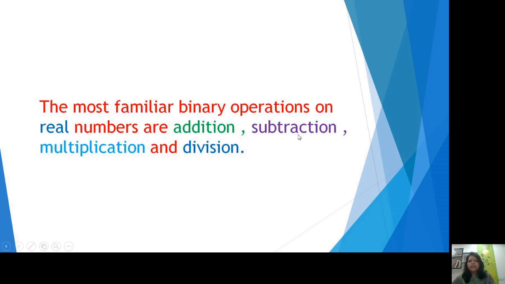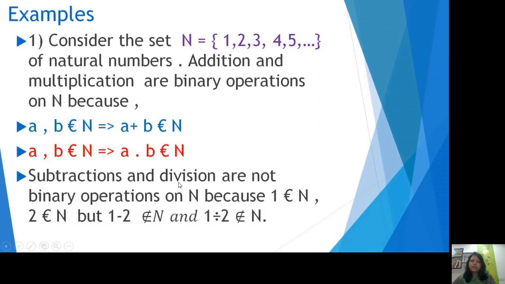Similarly, subtraction. If we take any two real numbers, then the subtraction of the two real numbers gives us again a real number which belongs to the set R of real numbers. Similarly for multiplication and division, and therefore these operations are binary operations on the set of real numbers. Now again, let us consider the set of natural numbers.